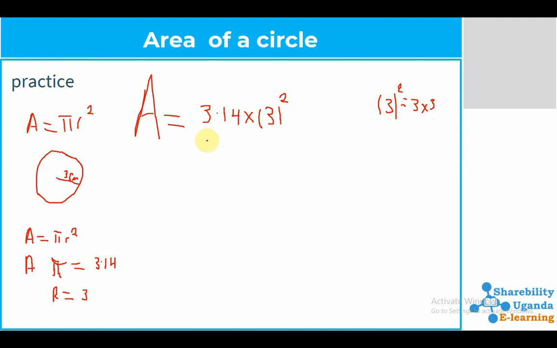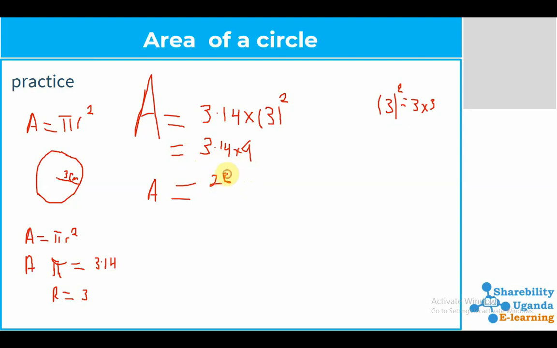So here we have 3.14 times 3 times 3, which is the same as 9. So our area shall be equal to 3.14 times 9. What is 3.14 times 9? So we shall be able to get our answer. Someone with an answer? Okay, good idea. Thank you for having an answer.